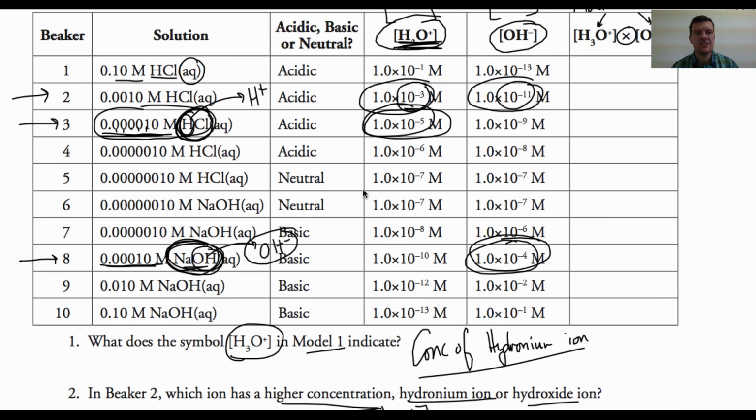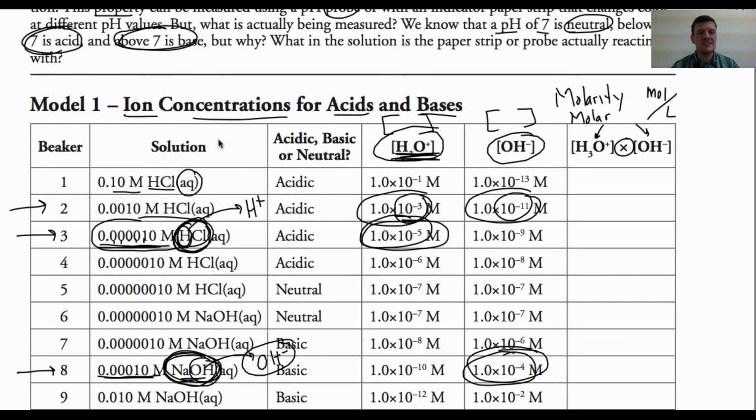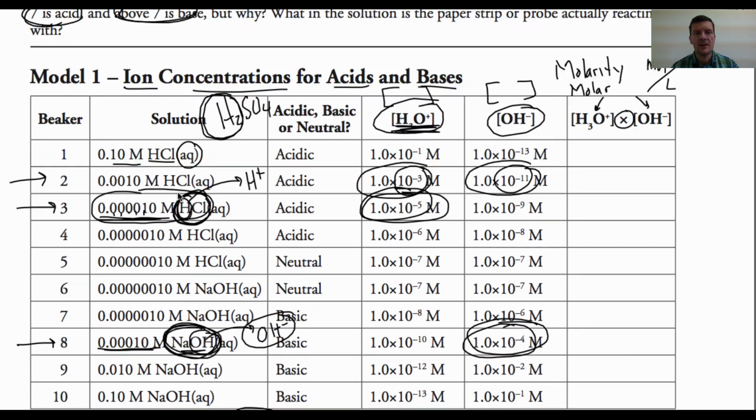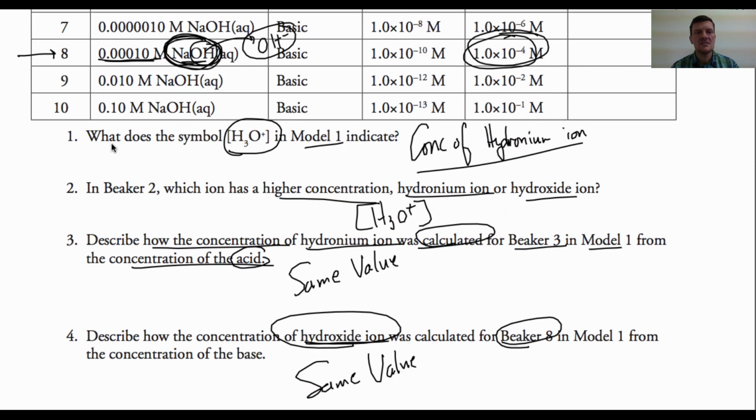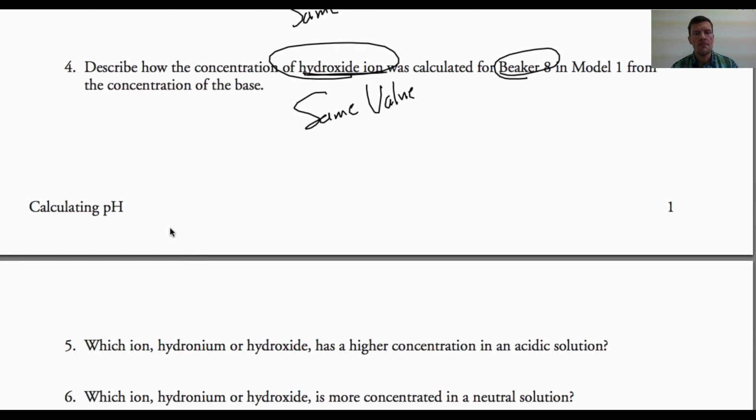Now, I will mention that some acids have 2 H's in them. So in that case, if they're going to release both H's into the aqueous solution, your hydronium concentration would be double the concentration of your acid. Or some bases, like calcium hydroxide, have 2 hydroxides for every 1 unit of the base.